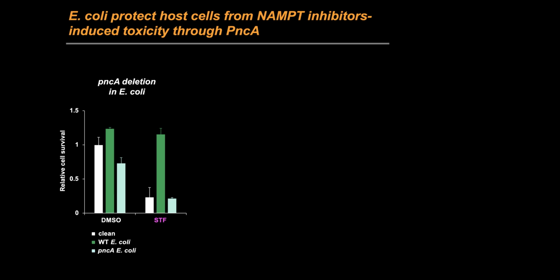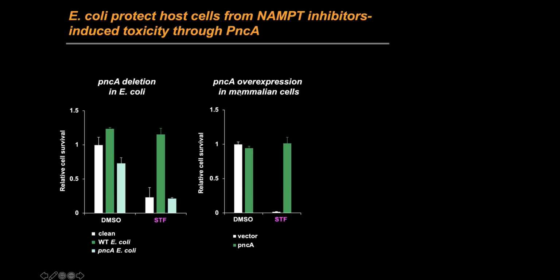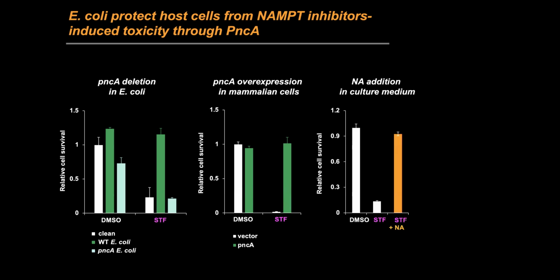We, in fact, don't really need bacteria to be here. We only need this enzyme. Overexpressing this E. coli PncA gene in mammalian cells protects them from STF-induced death. We actually don't even need the enzyme; we only need its products. So supplementation of nicotinic acid in the culture medium protects the mammalian cells from STF-induced cell death. This result here is not really exciting. This has been known for years. But our point here is that this nicotinic acid comes from bacteria.